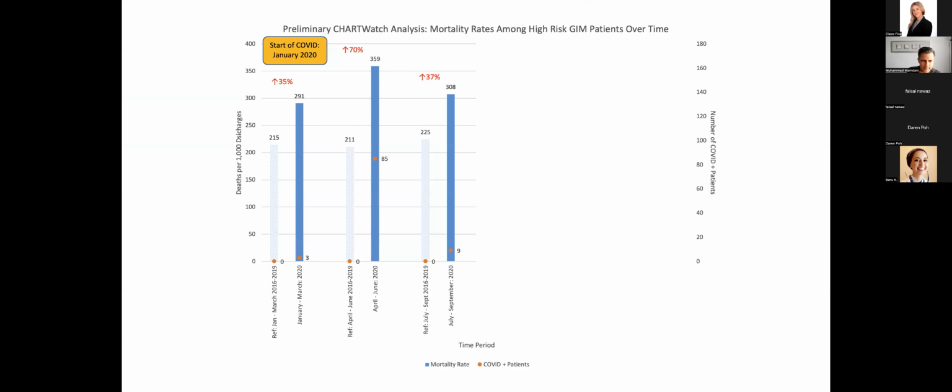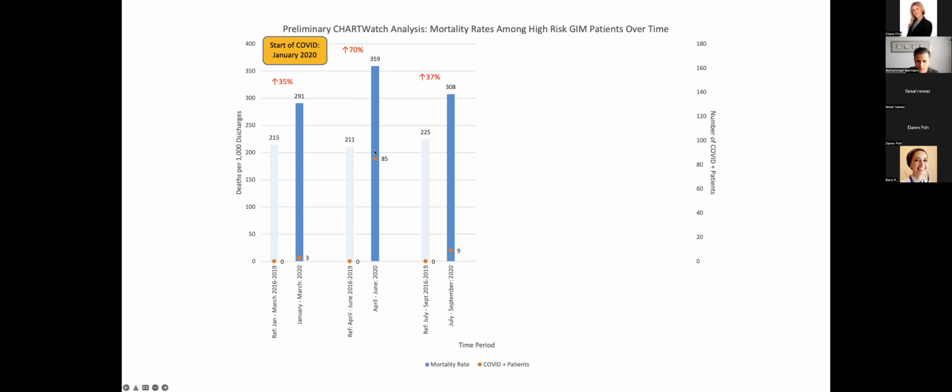All right, what about death? Because that's what we really, really want to focus on, right? Did people die? Well, here's some preliminary data, time series data looking at mortality rates among high-risk general internal medicine patients over time. We do have a paper that we're submitting for publication soon. If we look at January to March of 2020, this is when our COVID patients started coming in. This was prior to launching our tool. If we compared the mortality rate in this period to the past 4 years of historical data, we saw a 35% increase in mortality.